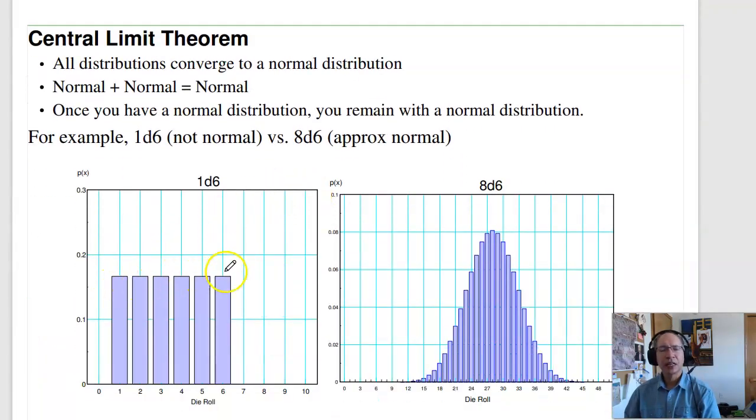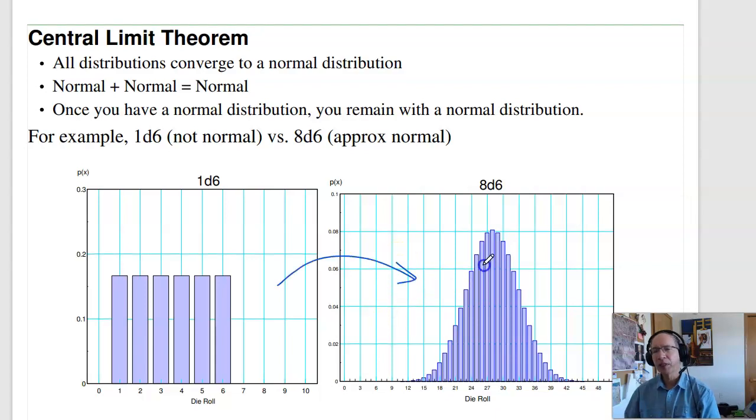Suppose I have a uniform distribution like a 6-sided die. That clearly is not a bell-shaped curve. If I add up 8 six-sided dice, this is the probability distribution. There's your bell-shaped curve. Very quickly, I wind up getting to a normal distribution. And once I have a normal, if I take this and add it to another one and get 16 six-sided dice, level 16 fireball, that'll also be a normal distribution.